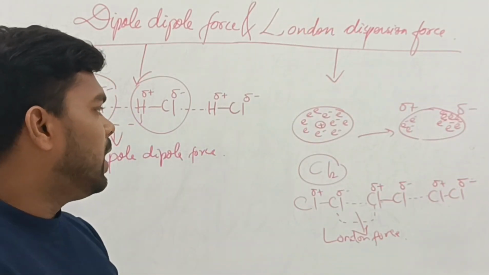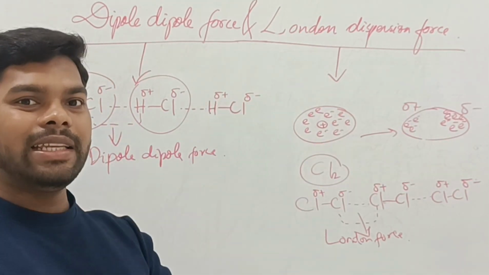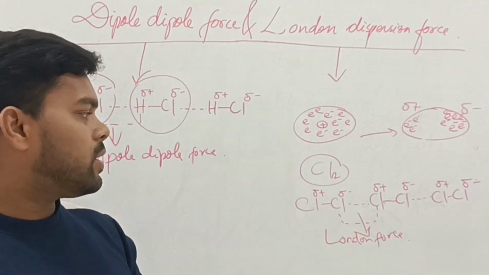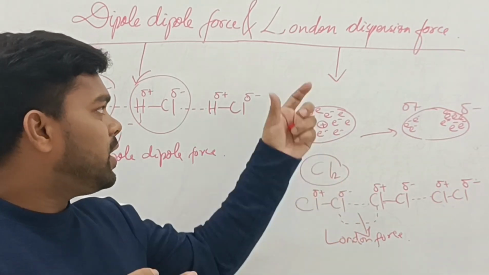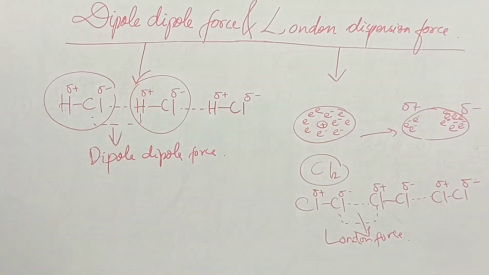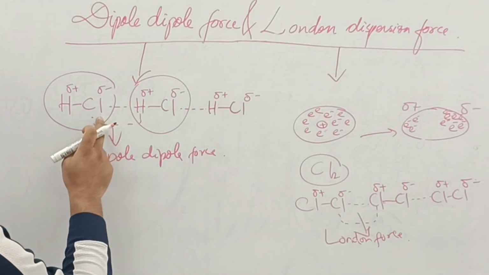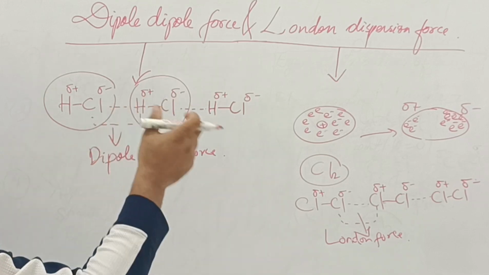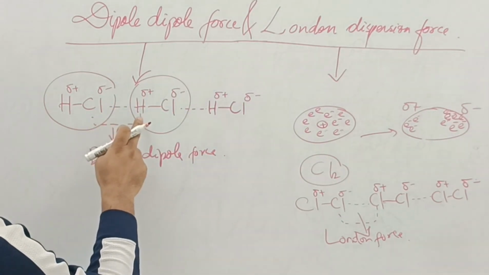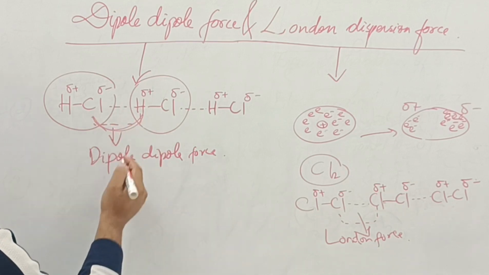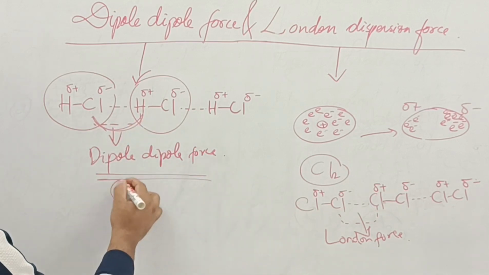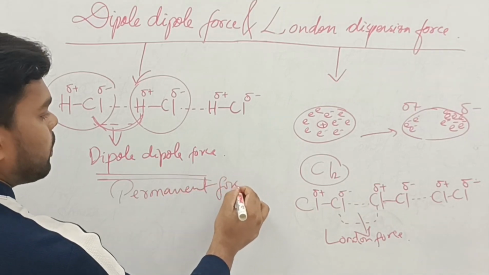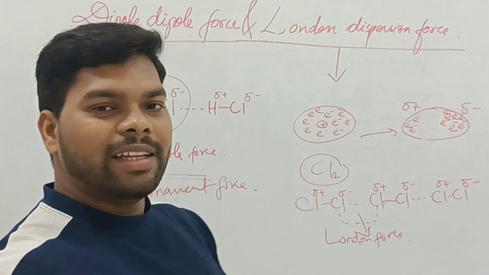So you have to remember, it is a temporary force. It can be created instantly and it cannot last for long. That is why it is called a temporary force or very weak force. But dipole force is a strong force, which we can find between different molecules of HCl, like here chlorine and this hydrogen. This interaction is called dipole-dipole interaction. It is a permanent force, but London dispersion force is a temporary force.